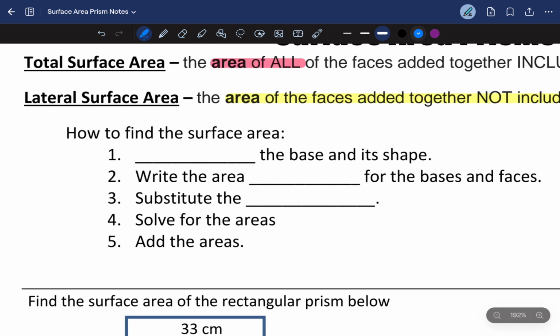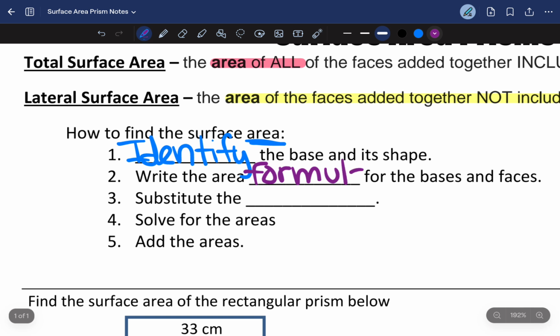Based off of the word area, you're still going to need your formula chart. So if you don't have that, make sure you do have it. Step one, you're going to identify the base and its shape. We'll talk more here in a moment about how to identify the base. Then you're going to write the area formula for the bases and the faces.